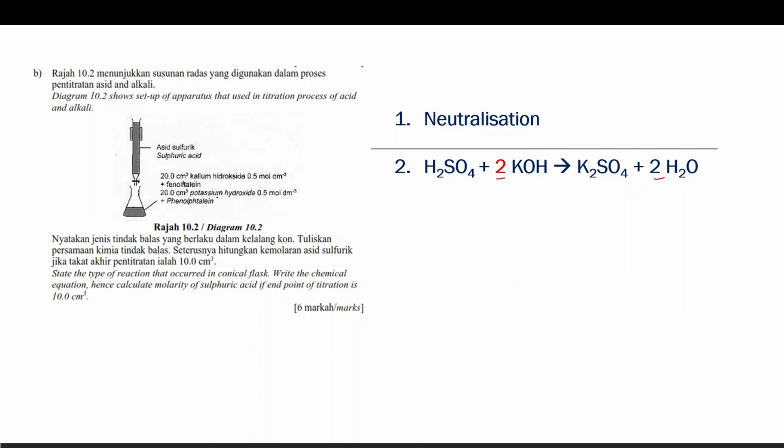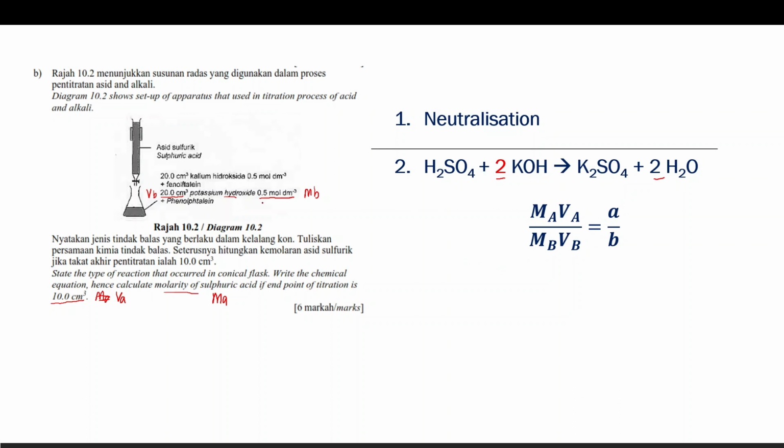Here we can see the potassium hydroxide is the alkaline. The volume is 20, so that is VB. The concentration of the alkaline will be MB, for the base. And then the volume of the acid will be 10, so this is for the VA. You need to find the molarity for the sulfuric acid, so MA. We can use the formula MAVA over MBVB equals to A over B.